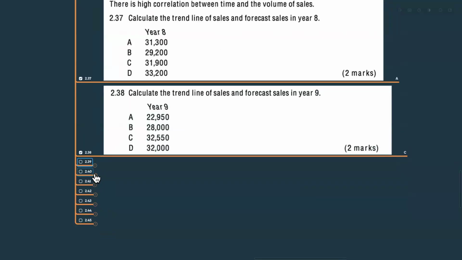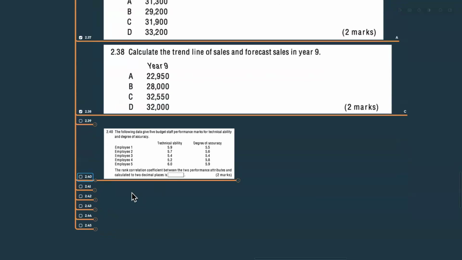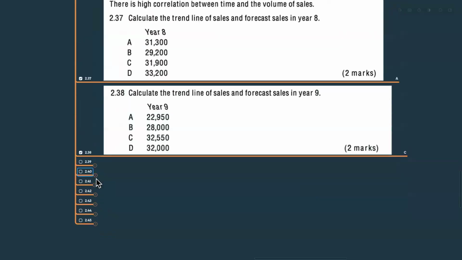So 2.39 we cannot do, and 2.40 we cannot do.